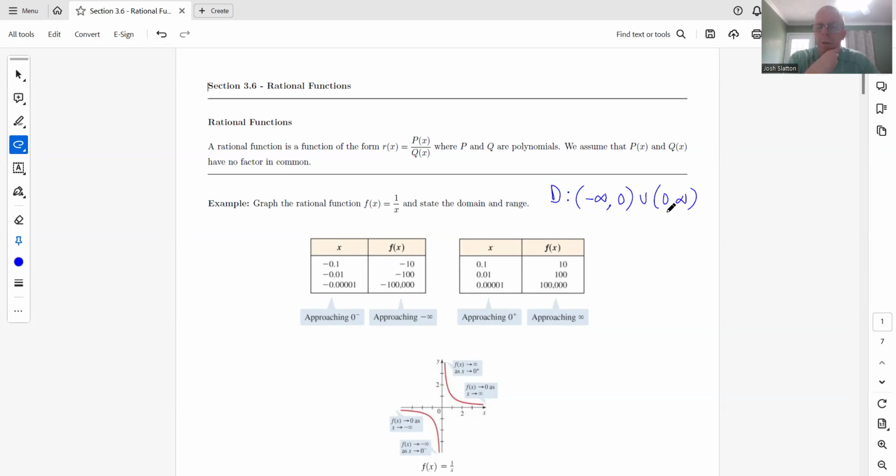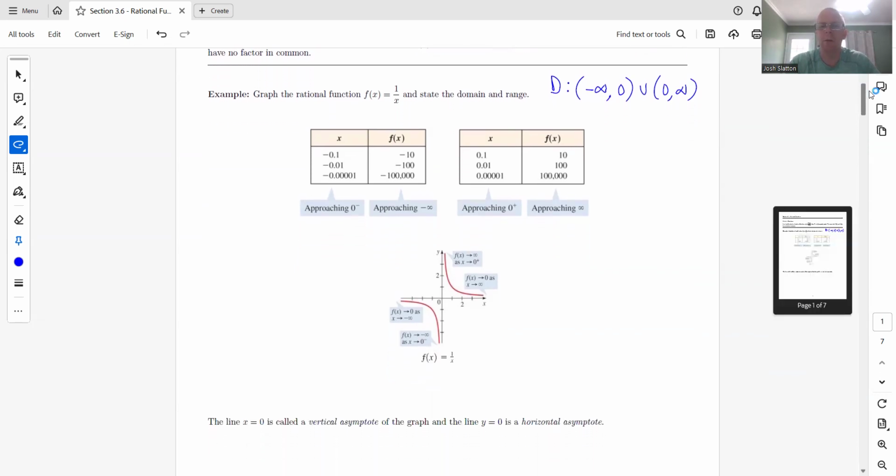What we're interested in, and what you need to be comfortable doing when we're looking at graphing these, is what happens around that point where the function does not exist. So it has to do something. And we'll see basically what goes on as we look at a few of these examples.